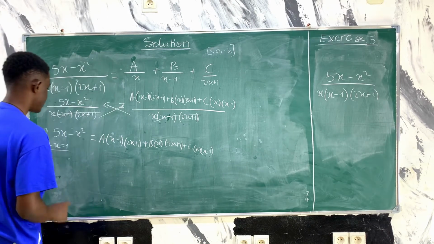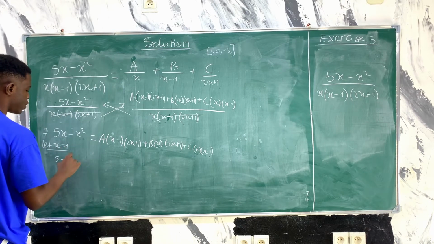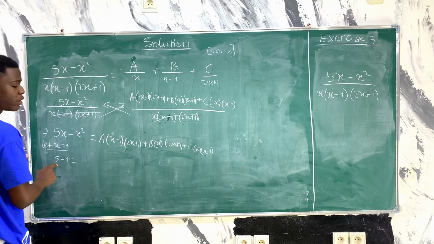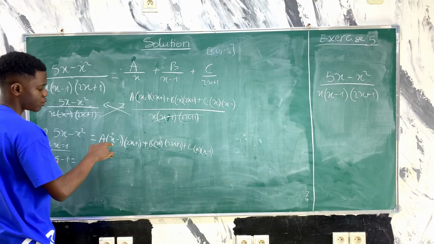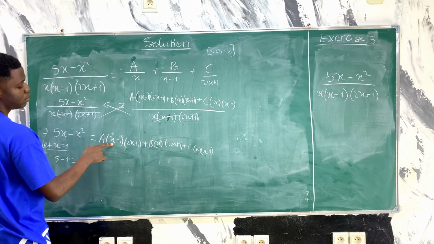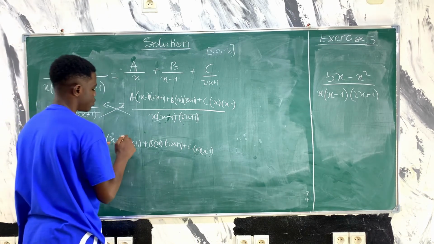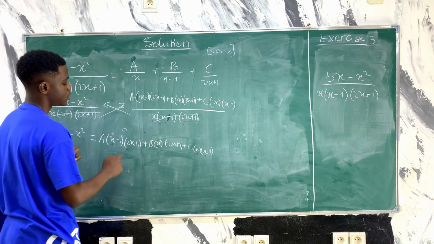When I let x be 1, I replace my 1 here and here. I'll have 5 times 1 is 5. 5 minus 1 squared is 1. It's 4. 5 minus 1 is equal to 4. When I put 1 here, all of this goes to 0, because 1 minus 1 is 0. So this will be 0, this will be 0, because when you multiply by 0, you have 0. So all of this is 0.